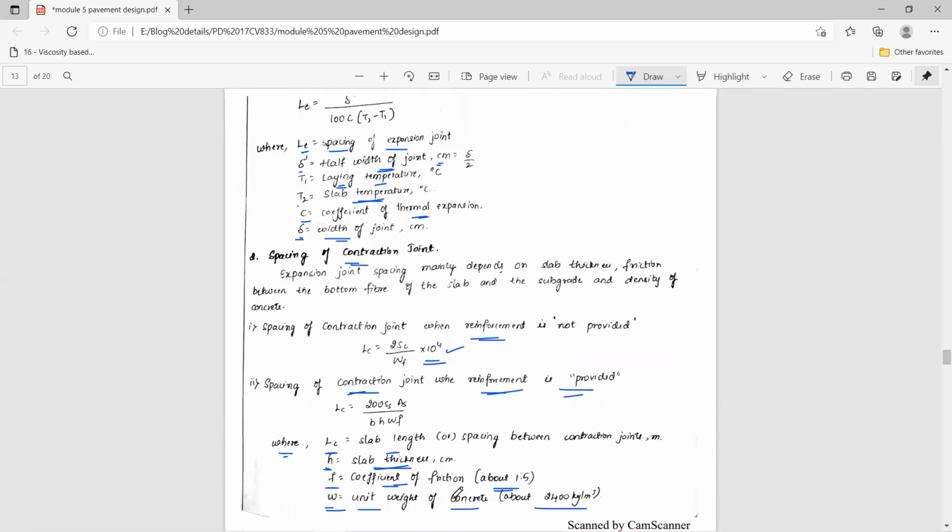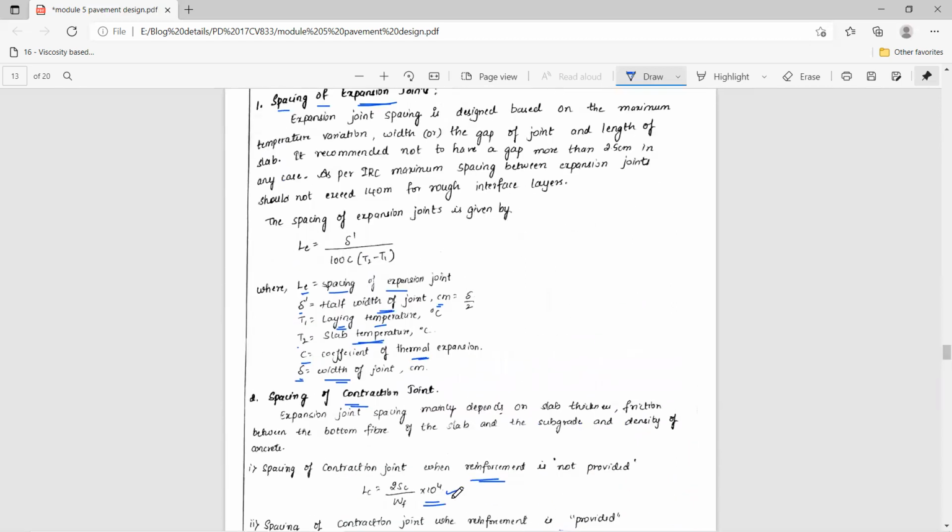By using these two formulas, we are going to solve a problem on design of expansion joint and contraction joint. It is nothing but the spacing we need to provide for expansion joint and contraction joint. This part we will see in the next session.